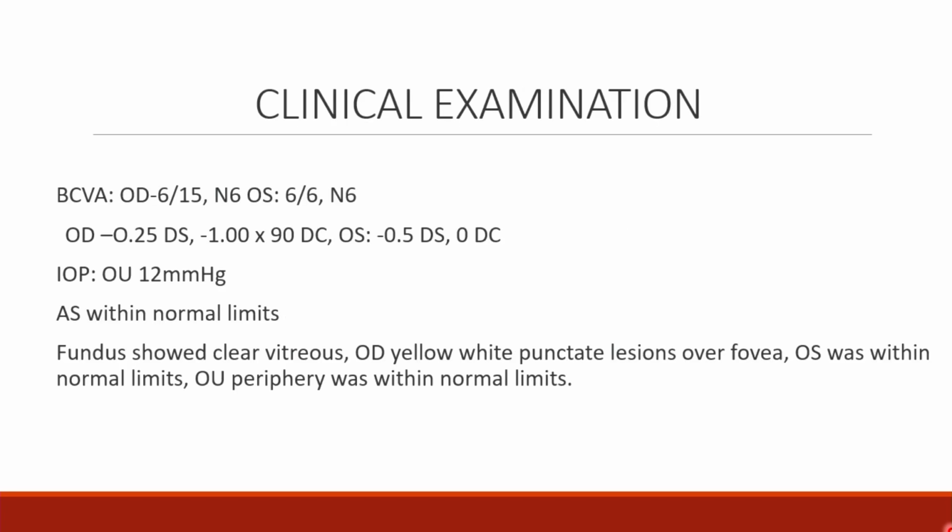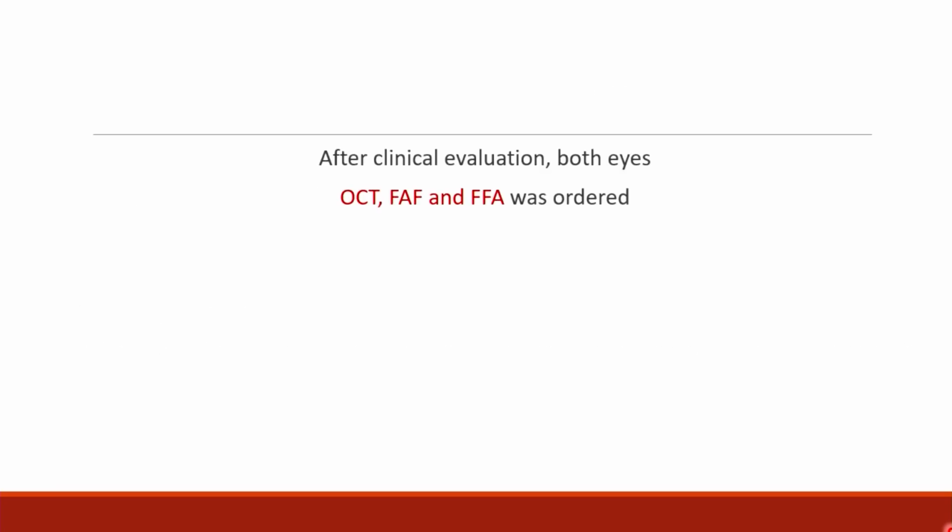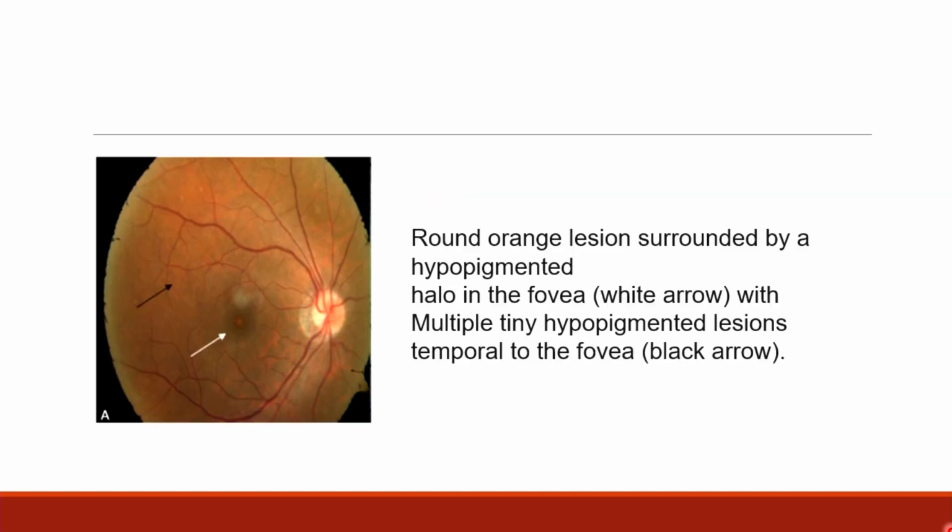On clinical evaluation, patient had a vision of right eye 6/15, near vision N6, left eye vision was 6/6 and near vision was N6. Both eyes IOP and anterior segments were normal. Fundus showed clear vitreous, yellow-white punctate lesions over the fovea, and left eye was within normal limits and periphery was also within normal limits. After clinical evaluation, both eyes OCT, FAF and fundus fluorescein angiography was ordered.